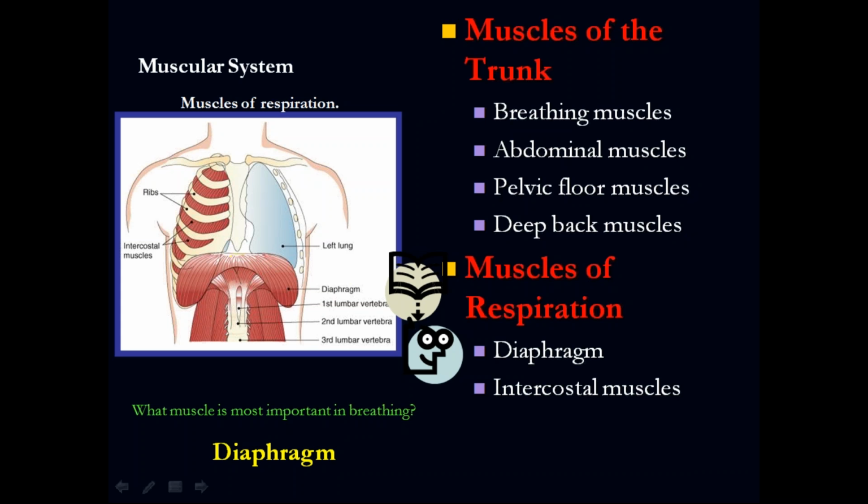A tendon here is in the center because the origin is from here, from here, from here, from here, from here, from here, from here, from here, and all together they are going to join together as a tendon in the center. This tendon is where it's going to pass the esophagus, the aorta, the IVC, etc. But what is important here is the main muscle of respiration is the diaphragm.